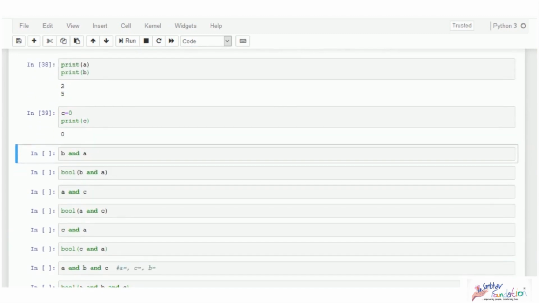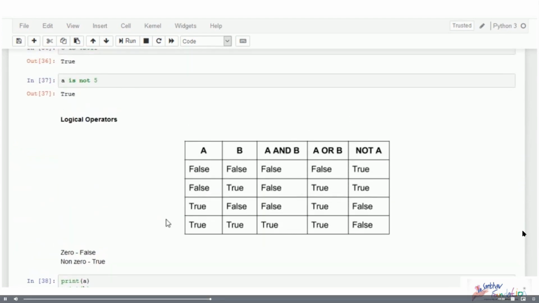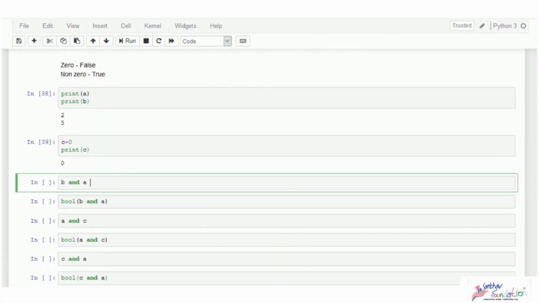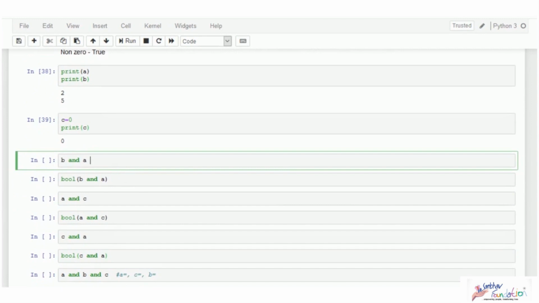So here in the first case, B and A stands for true and true. So the Boolean output in AND table when both are true is true. So here we will be having the output as true, but both A and B are true here, right? So which is the value that will be displayed in the output? Well, in the case of AND, if both values are true, the second value is displayed. That is, the most recent true value is displayed.